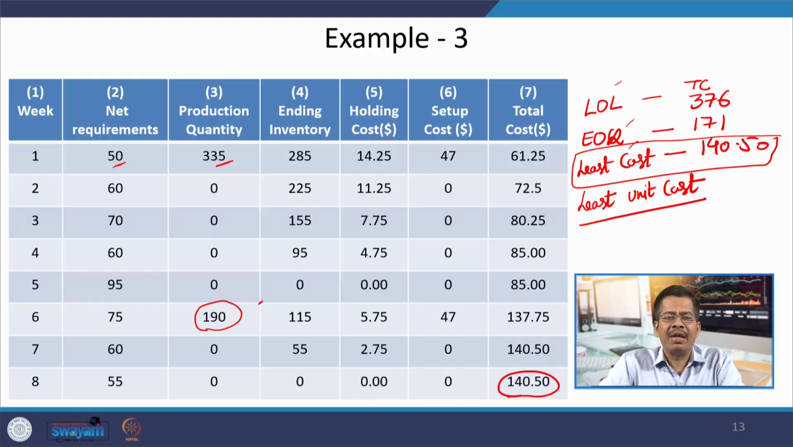So, with this we come to the end of this particular session, where we discussed in how many different ways lot sizing decisions can be taken in our MRP system. And with this we will now start our discussions on how we are going to optimize revenue in a constrained environment from our next class onwards.